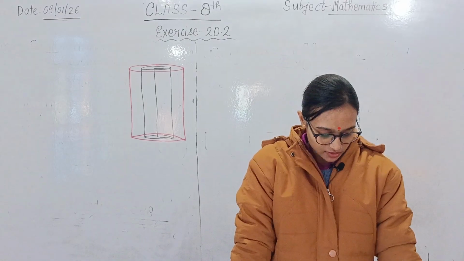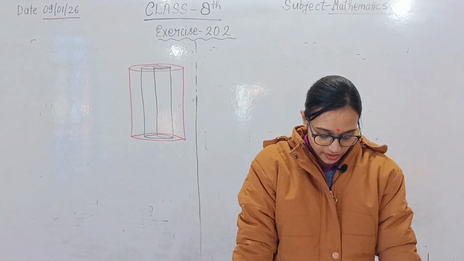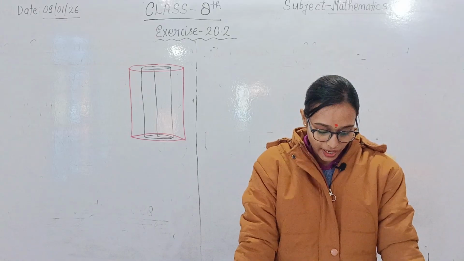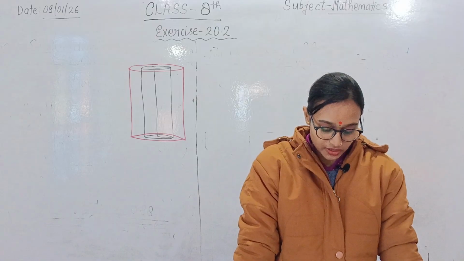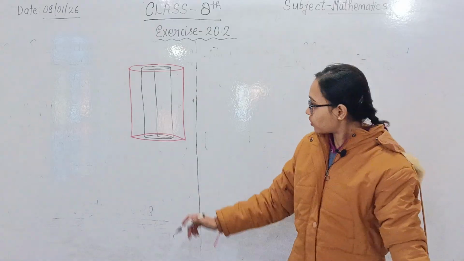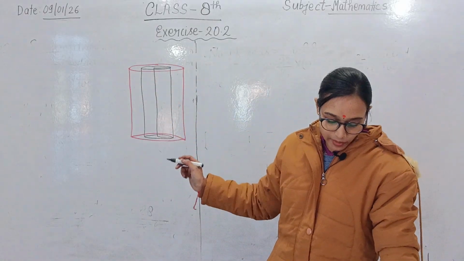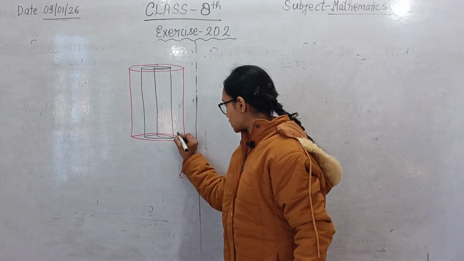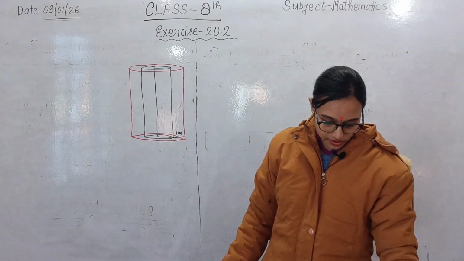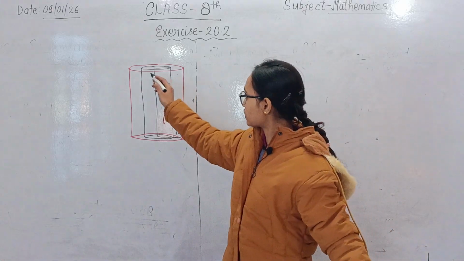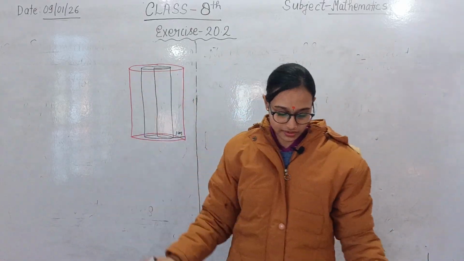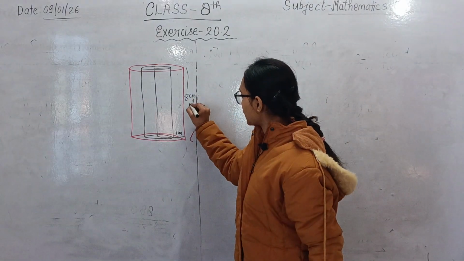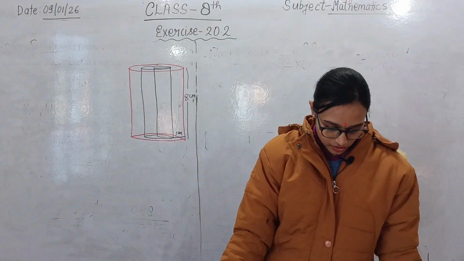Now question number 16. A hollow cylinder made of wood has thickness 1 centimeter while its external radius is 3 centimeter. If the height of the cylinder is 8 centimeter, then find the volume. In this question, this hollow cylinder is made up of wood and it has thickness 1 centimeter. That is, this distance is given as 1 centimeter, while its external radius means the hollow cylinder's radius is given as 3 centimeter, height of the cylinder is given as 8 centimeter. We have to calculate the volume.